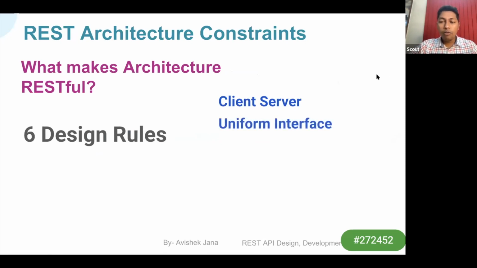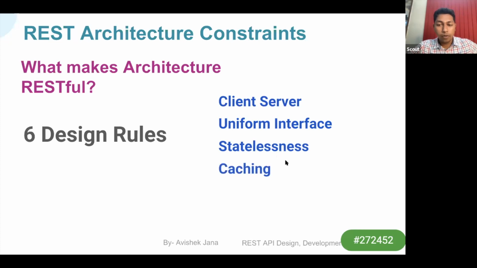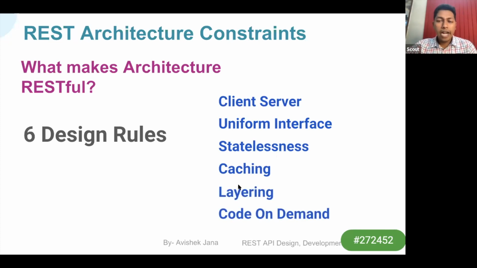Second, there should be a uniform interface, meaning how the client will communicate with the server, whether it is a mobile device or a smartwatch. There should be a uniform interface. Third is statelessness. Statelessness means the server should not maintain the state of the client. State means the session, login or session related information. There should be caching behavior, layering and code on demand. These are some advanced topics. I would not go into detail for these things.